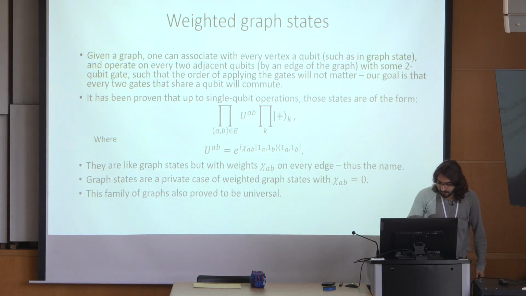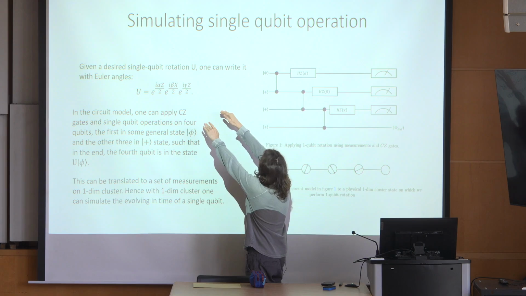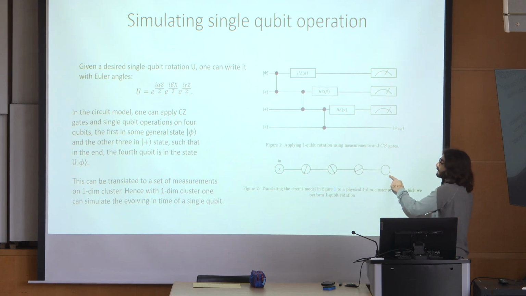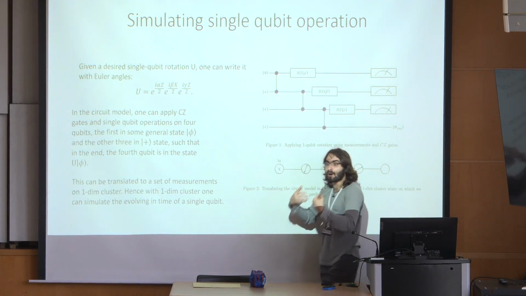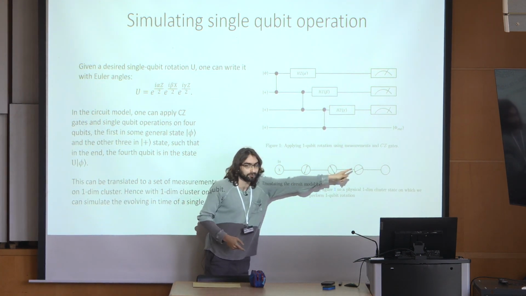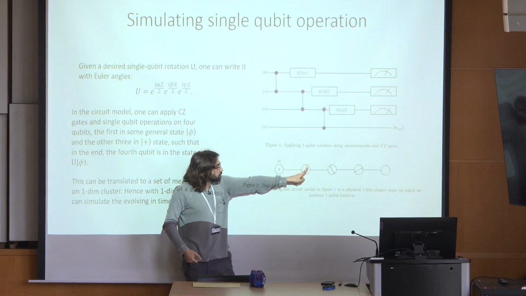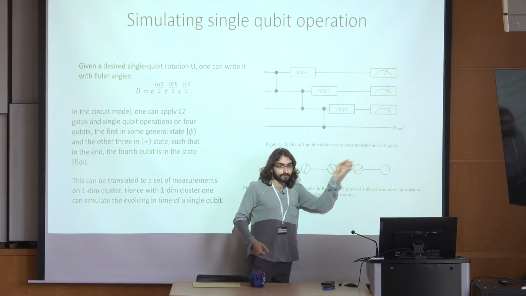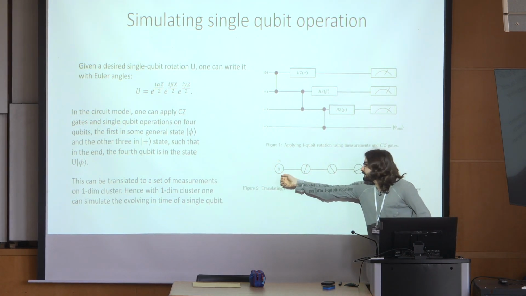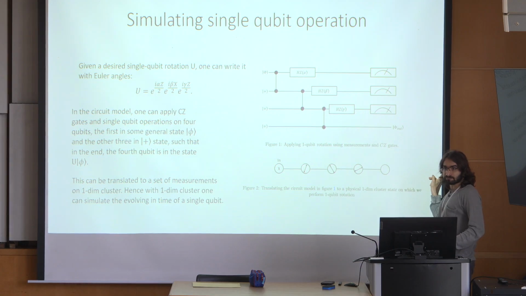Now, why do I want those resource states? The first claim is that every one-dimensional cluster can simulate the time evolution of 1 qubit. I take 1 qubit, I start with it here. Let's say this qubit on the cluster represents the qubit I want to represent. And then by doing 1-qubit operations and measurements along the way, I am actually evolving my qubit in time. So I can do with that any 1-qubit rotation I want on the qubit while it is evolving in time.